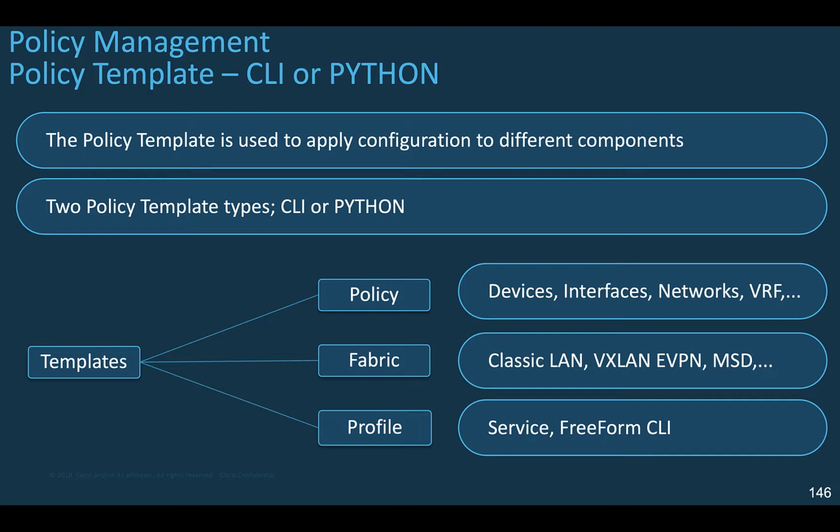And each policy template has a template subtype like device, interface, etc. Right? And this allows the right policy template to appear at the right selection point. For example, in the interface window, you will only see the interface policy templates.